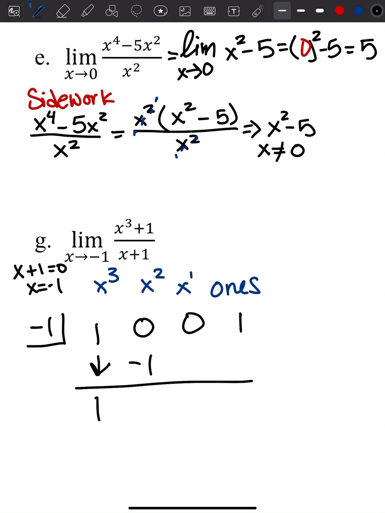Now we add. So 0 plus -1 is -1. -1 times -1, positive 1. 0 plus 1, 1. 1 times -1 is -1. 1 plus -1 is 0. This right here is the important piece. If it is a factor, this last number will be 0 because this is our remainder.